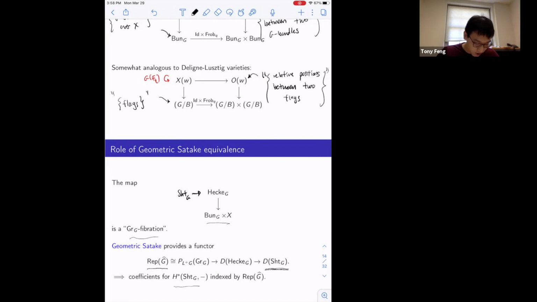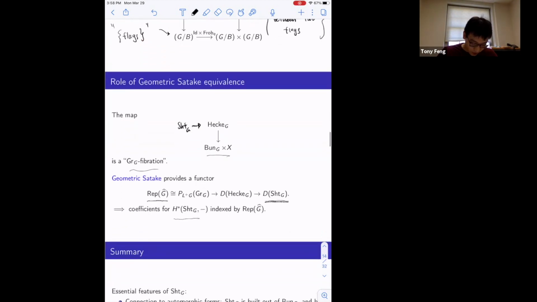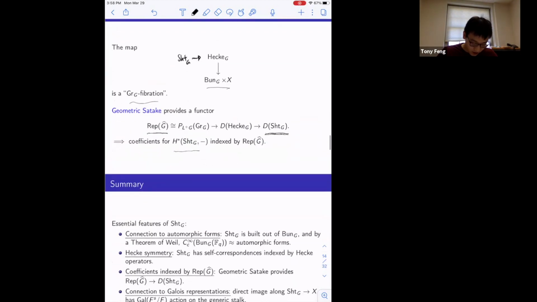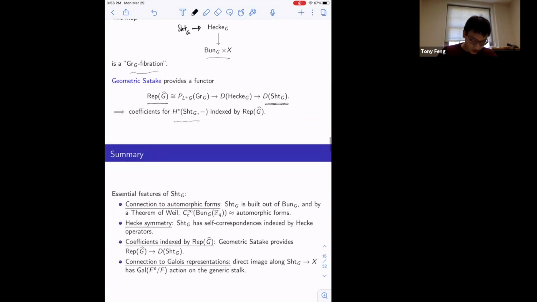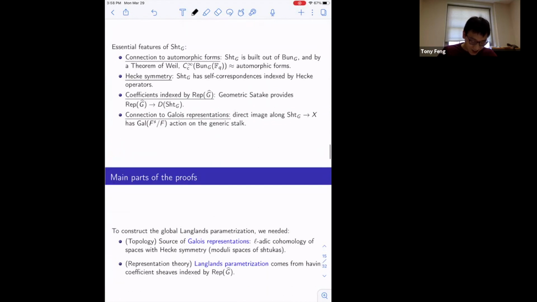Okay, let me see, 30 minutes. So I prepared a slide summarizing some features of the space of Stückes, but actually we won't really be using this, so I'm just going to skip over it.